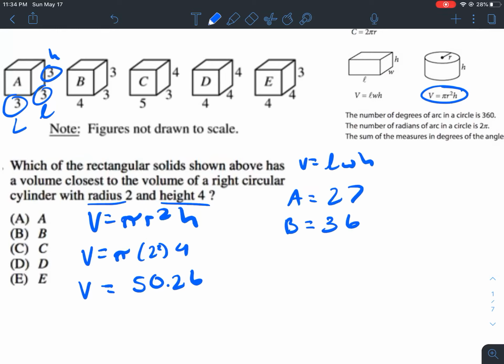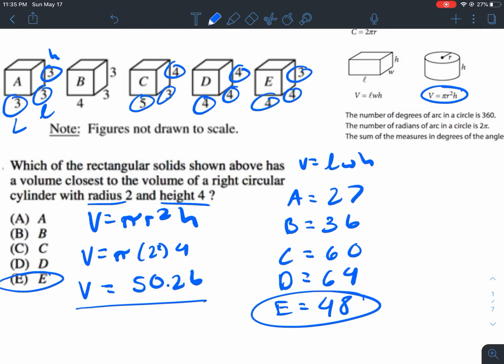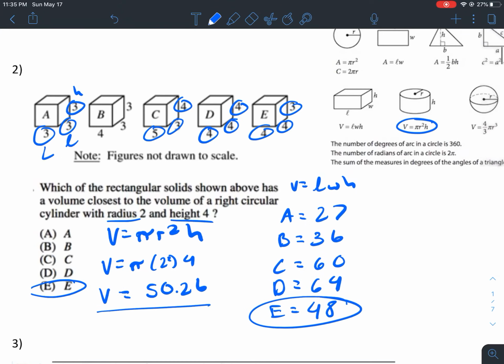So far, neither of these have really matched up with our volume of 50. So let's keep going. For C, you do 5 times 3 times 4, which gives you 60. For D, you do 4 times 4 times 4, which gives you 64. So we kind of passed up 50 here. Let's go ahead and find E. You're going to do 4 times 4 times 3. And when you do that, you get 48. So if we look at all of these numbers, the number that is closest to 50 is going to be this 48 here. It's only a little bit more than 2 away from the 50.26. So our answer here is going to be E.